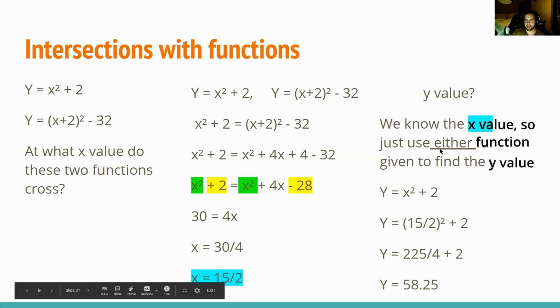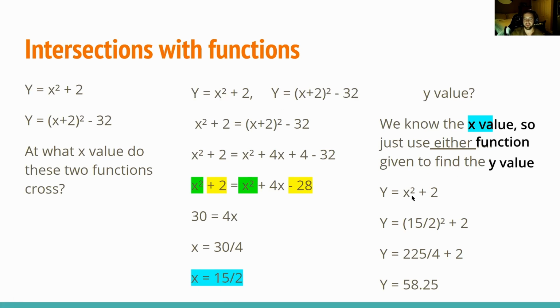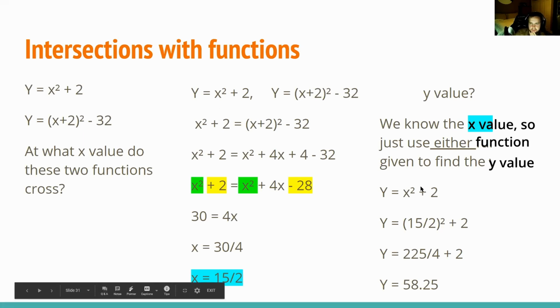So it doesn't matter which equation we plug 15 over 2 into to get the y value, as long as it's one of the two functions that we began with, right? So we have y equal to x squared plus 2. That's just the one that I chose, which is just this one here. And so y is equal to (15 over 2) all squared plus 2. And so that's equal to 225 over 4 plus 2. And so our y value isn't something quite nice. It's a decimal. So 58.25 is our answer.